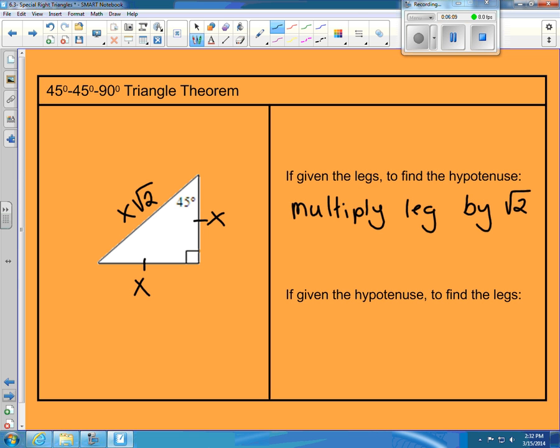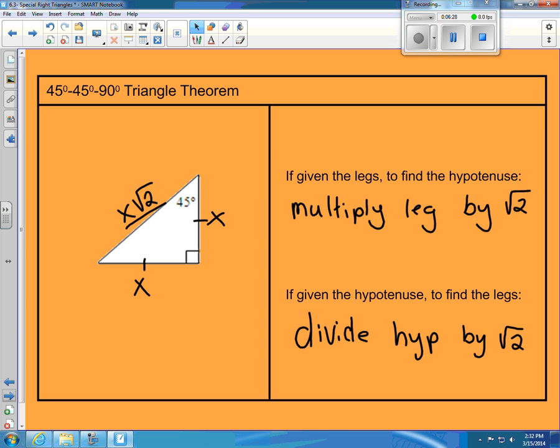Remember, if we were given the hypotenuse to find the leg, so I want to get x by itself, you divide the hypotenuse by square root of 2. Oops, I should put hypotenuse in there, huh? Hypotenuse by square root of 2. So if I'm given the legs, I multiply by square root of 2. If I'm given the hypotenuse and I want the legs, I divide by the square root of 2.